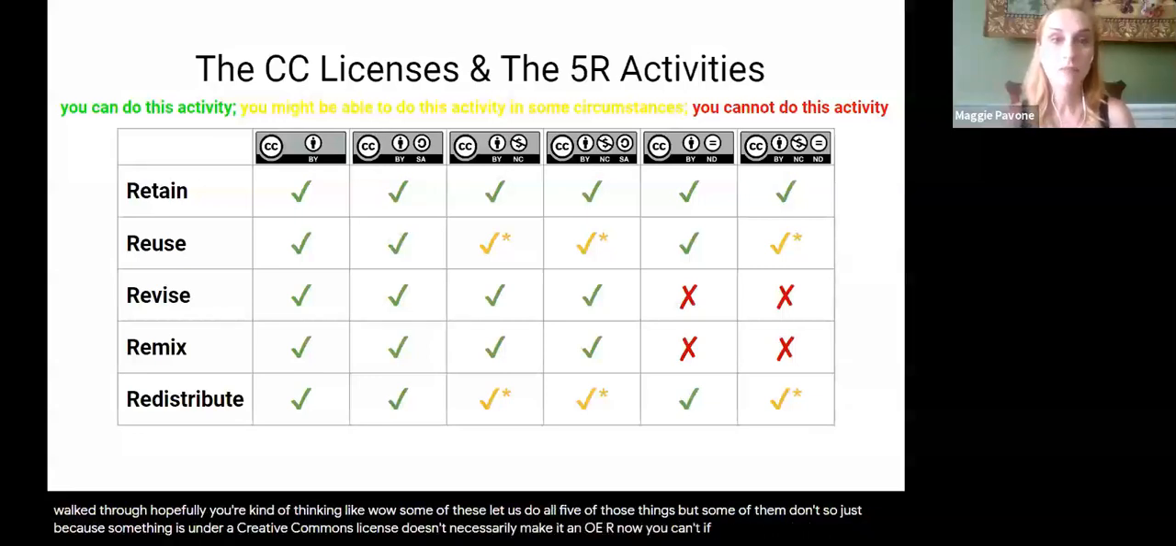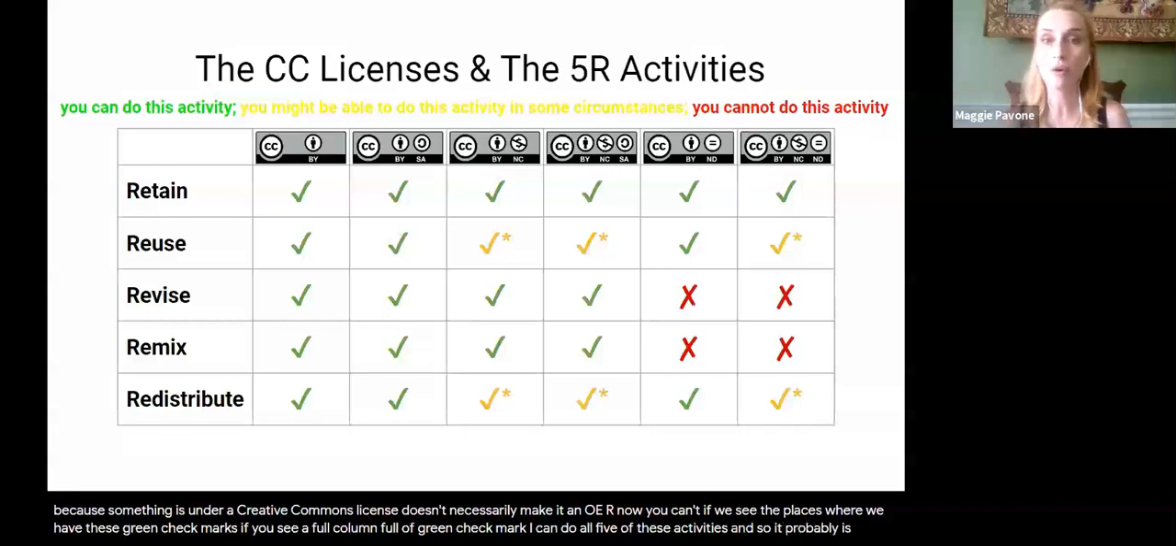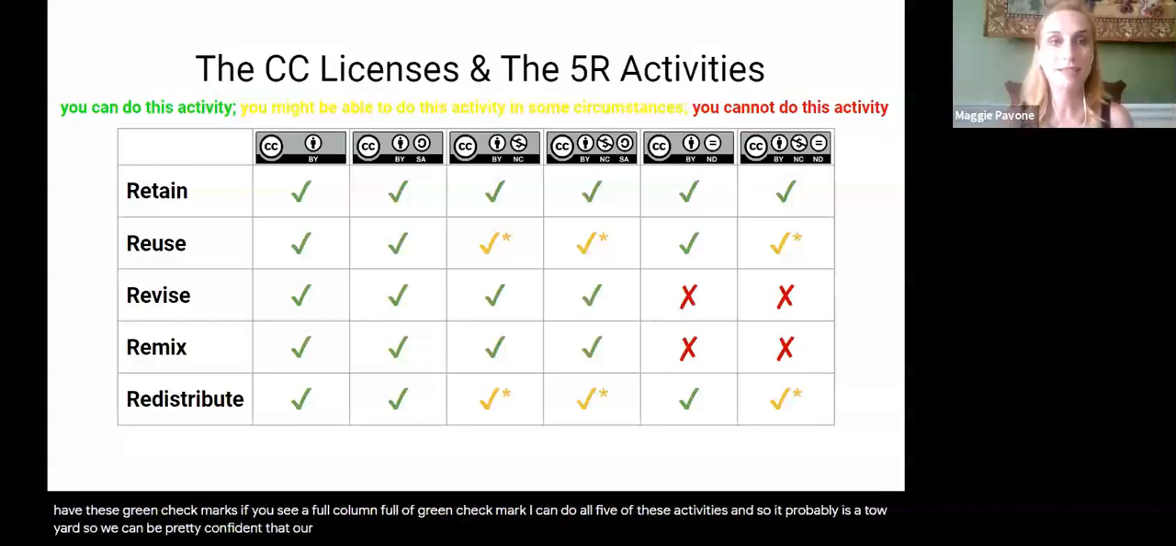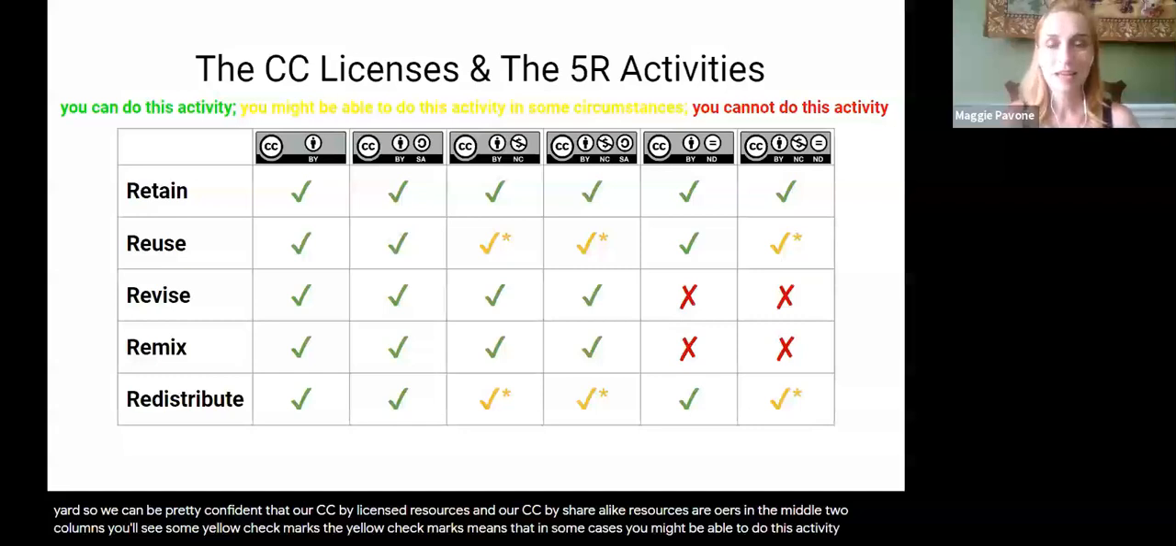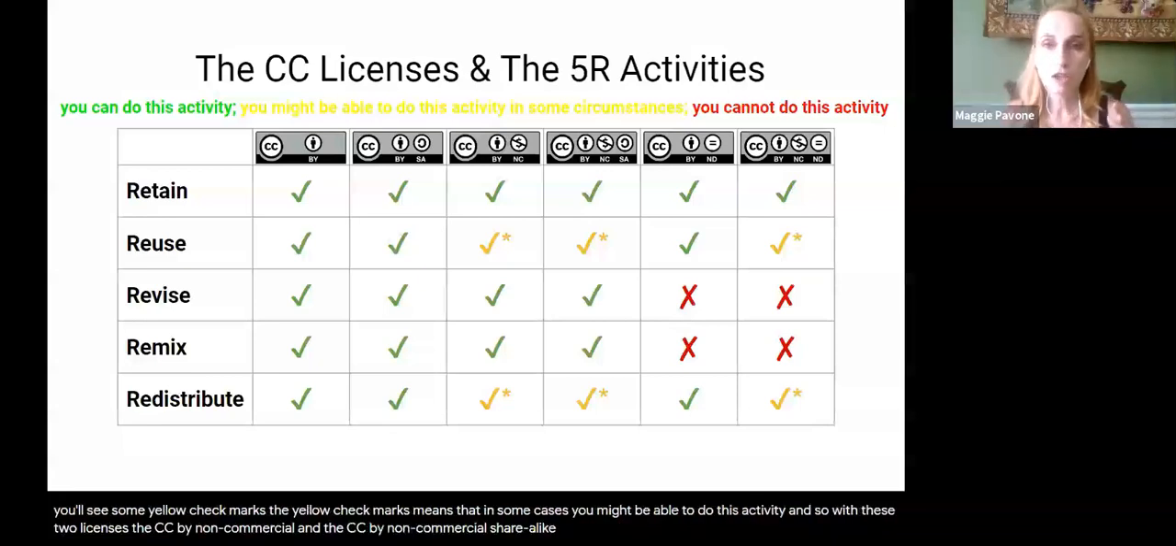Now, if you see a full column full of green check marks, those 5 check marks tell you that you can do all 5 of these activities, and so it probably is an OER. So we can be pretty confident that our CC BY licensed resources and our CC BY share alike resources are OERs. In the middle 2 columns, you'll see some yellow check marks. The yellow check marks mean that in some cases you might be able to do this activity. And so with these 2 licenses, the CC BY non-commercial and the CC BY non-commercial share alike, it could be an OER.